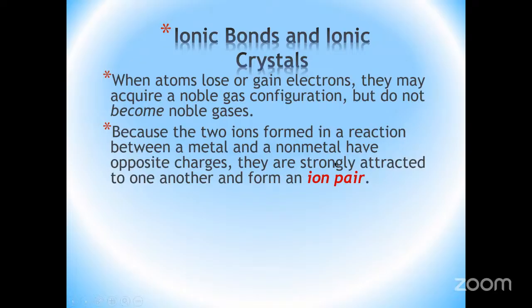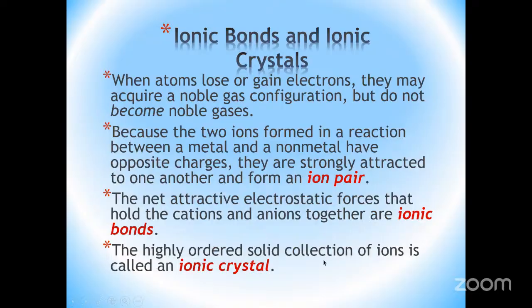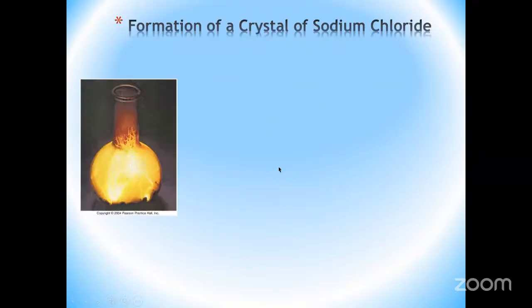Continuing, the two ions formed will be strongly attracted to each other. I said that before, and will form an ion pair. And therefore, the net attractive force between the ions would be what we call the ionic bond. As a result, the gross structure of the compound would be a highly ordered arrangement of ions, and that is called an ionic crystal, right? So basically, there's no such thing as a molecule when it comes to the formation of ionic compounds.